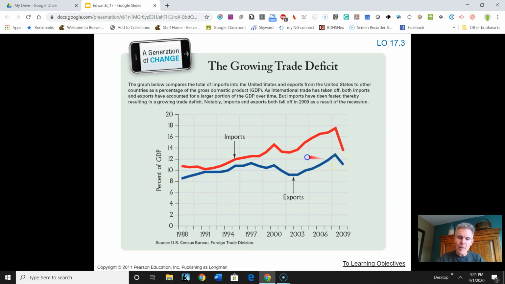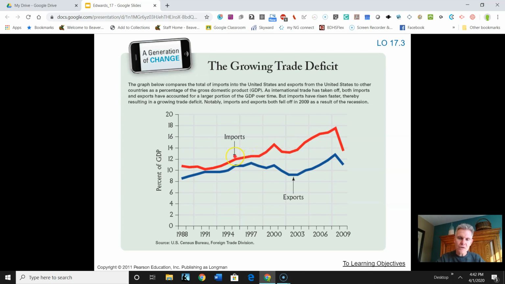You could say the same thing about imports as well. The percent of GDP that was in imports was at about 11%. And then there's ups and downs, but generally it's trending up, and it peaked at about 18% of GDP in 2009. And then it trailed off. So the ending point is down here at about 13%. Still, you have that upward trend.